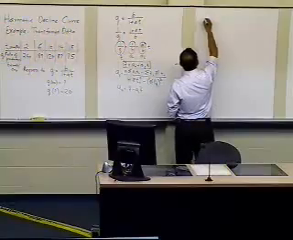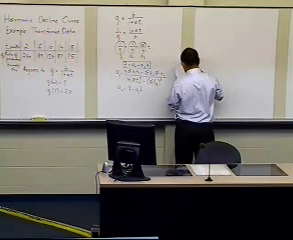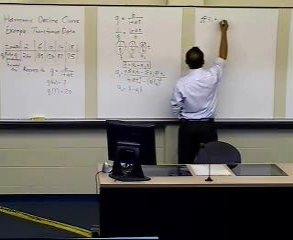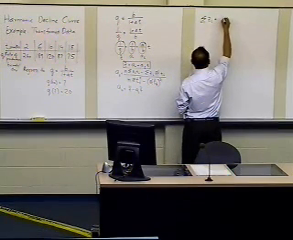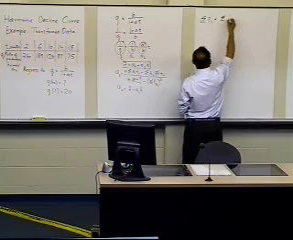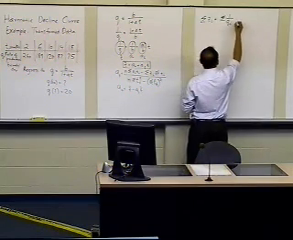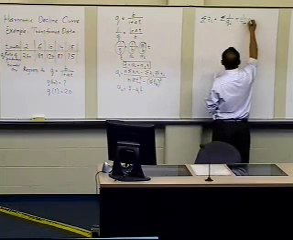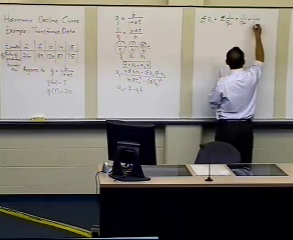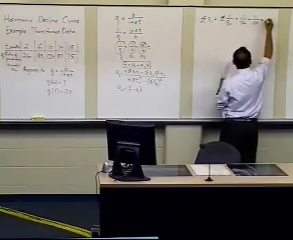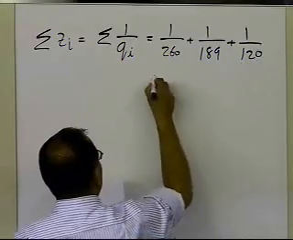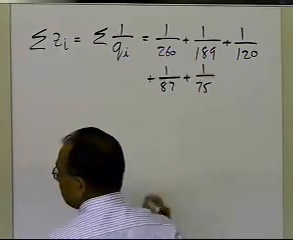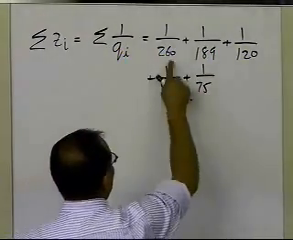So as you can see, I need to first calculate my zi values. The summation of zi values is simply the inverse of the qi values, so that is the summation of 1 divided by q sub i. In that case it will be 1 divided by 260 plus 1 divided by 189 plus 1 divided by 120 plus 1 divided by 87 plus 1 divided by 75, because those are the individual q values which are given to me.